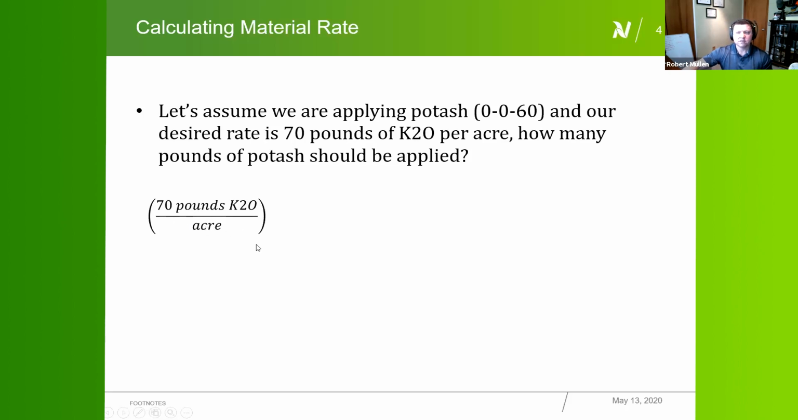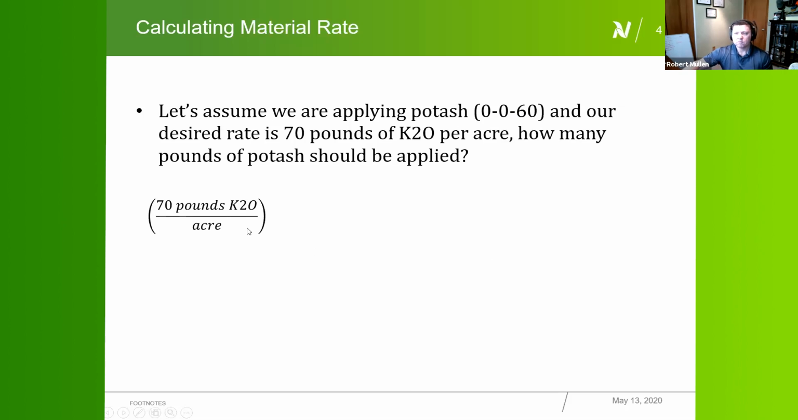And there's a reason that I do this, because ultimately what I'm going to be tracking is my units throughout my math, because all I'm really trying to do is change this from 70 pounds K2O per acre to pounds of 0-0-60 or potash per acre. And then in dimensional analysis, all I have to do is change units.